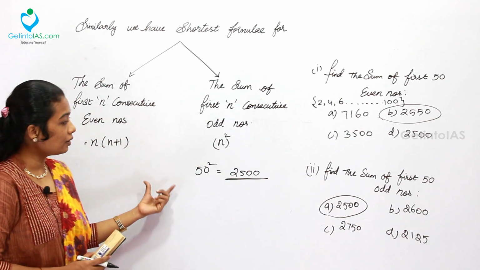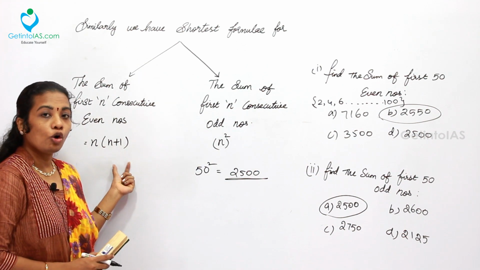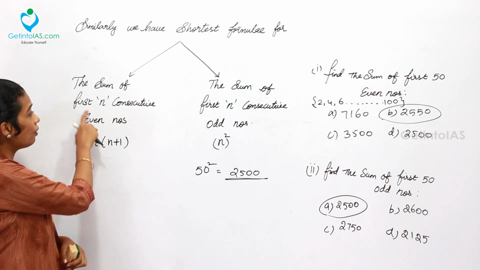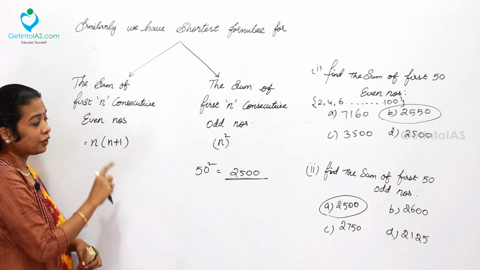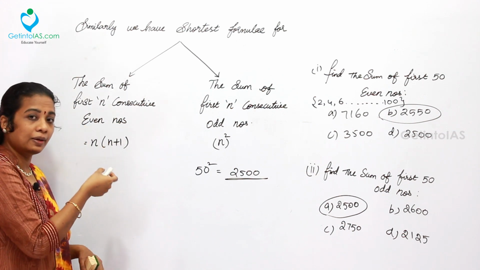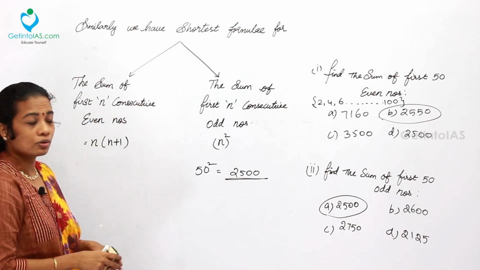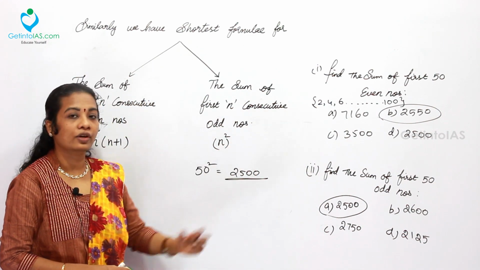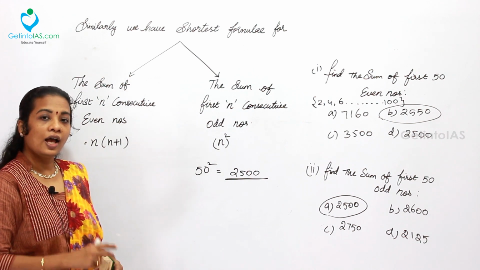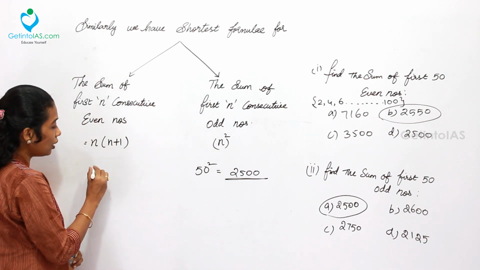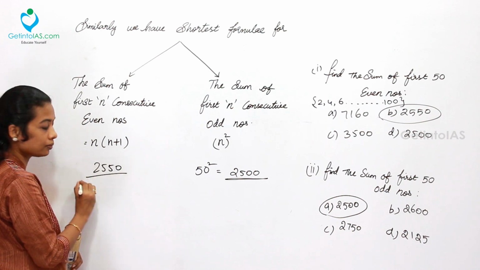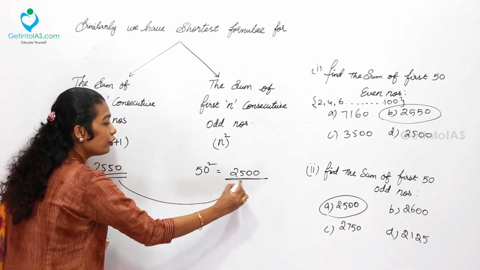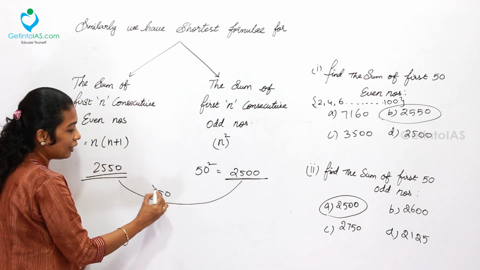So what have you learned in this? For even and odd numbers, we have two specific formulas, but the only condition is that the series should start from 1, or from 2 in the case of even numbers, that is starting from 2, and for odd numbers it should start from 1, 3, 5, 7 like that. You can use these two formulas. Have you noticed that here we got the answer 2550 and here we got the answer 2500? The difference between these two is only 50.